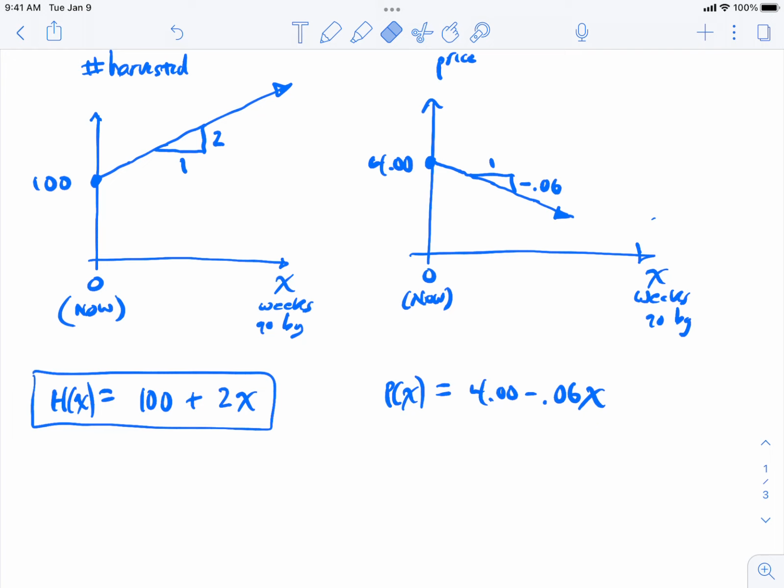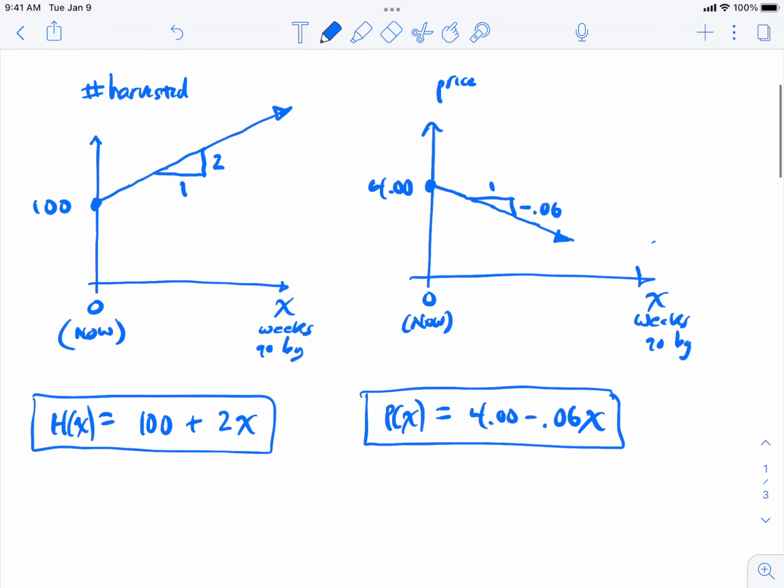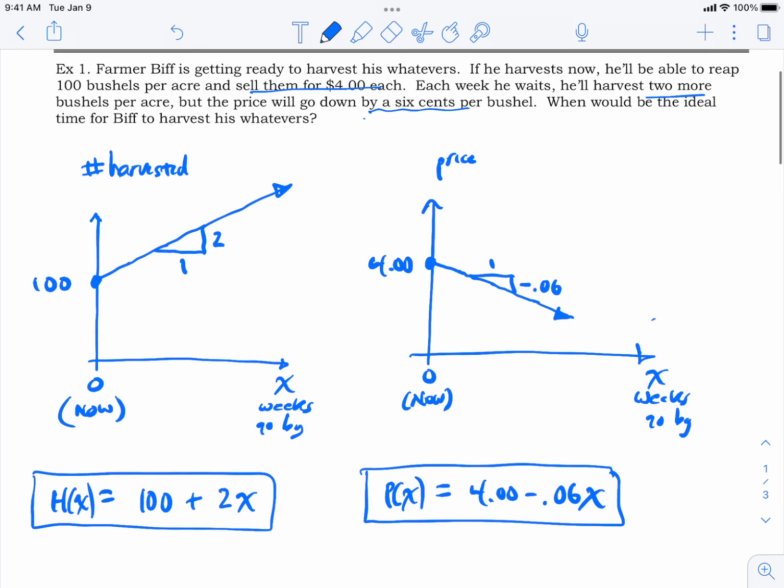Okay, so this is really nice. This is coming together really nice, I think. We got these 2 formulas already. Now, how is this going to help us figure out the best time to harvest? Well, what we're interested in, it doesn't say it explicitly, but I think you know. When would be the ideal time to harvest? Well, it would be when you're going to get the most money.